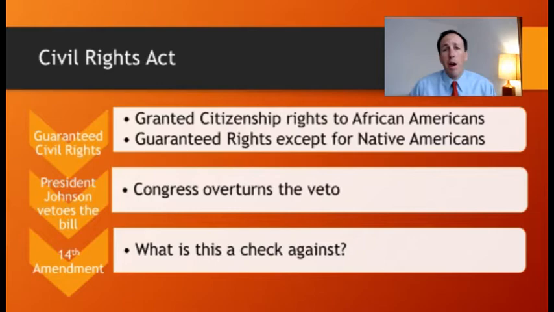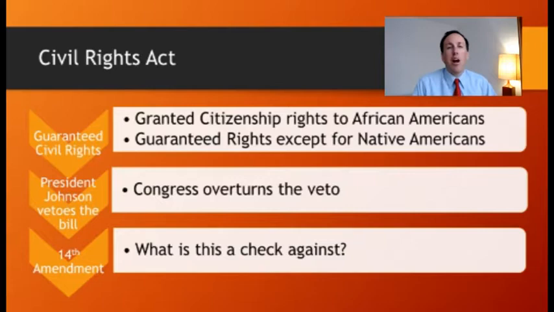Okay, the Civil Rights Act. Check this out. It grants citizenship to African Americans and guarantees rights for everyone except Native Americans. President Johnson vetoes this bill, so then Congress overturns the veto. What's it called when you have branches of government going back and forth, but you don't want one to have too much power? Checks and balances. Well done. What is the ultimate check and balance? An amendment to the Constitution.